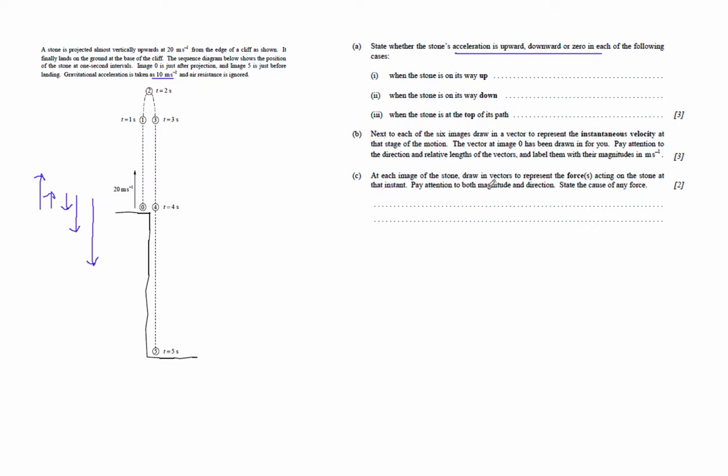And then it says, at each image of the stone, draw in vectors to represent the force acting on the stone. So just pick some length. Decide which way that force vector is. This would be the force of gravity. I'm hoping this is obvious, but maybe it's not. And decide, does the force of gravity change significantly? Is it different here, here, here, here, here? Just think about that. It's a mystery.